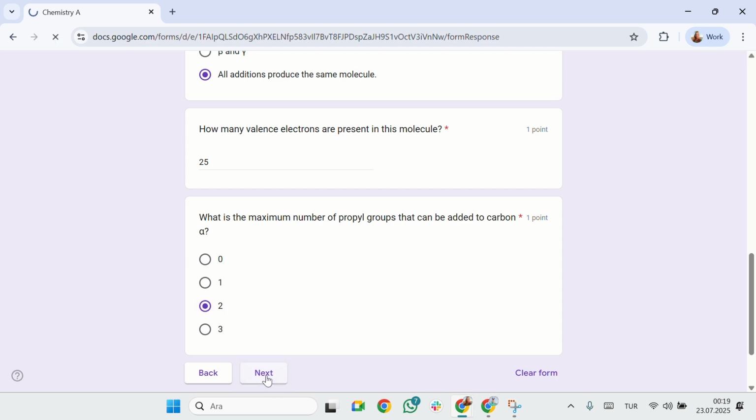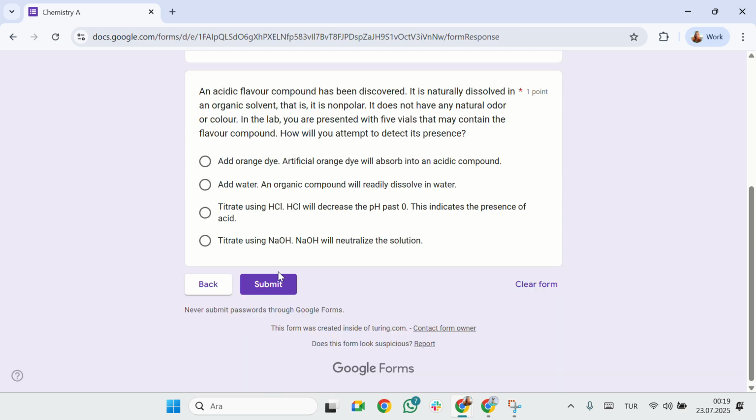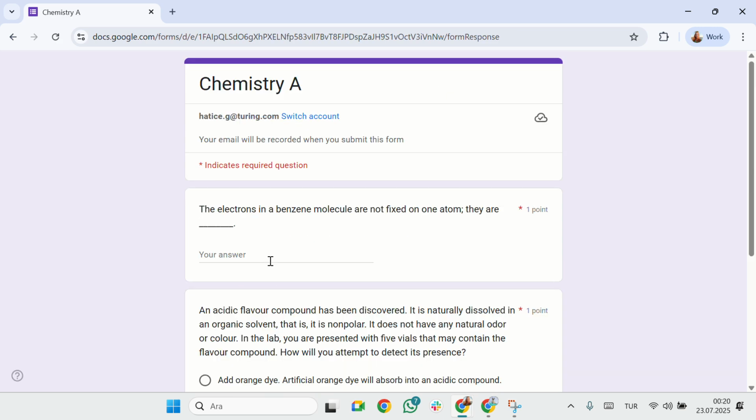The electrons in a benzene molecule are not fixed on one atom. No idea what this is. Let's say this. Oh, is it cyclic? I'm gonna go with the cyclic.